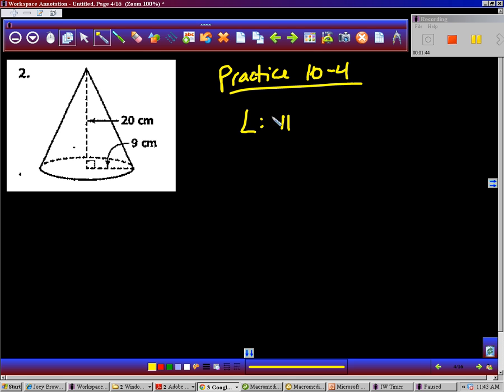Now, whenever you're going back to the lateral area of a cone, the formula is pi times r times L. And what is L? The slant height.